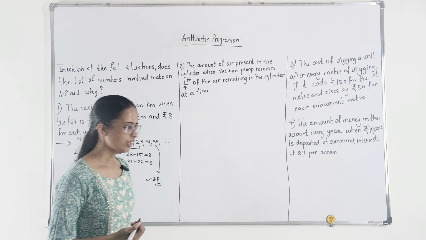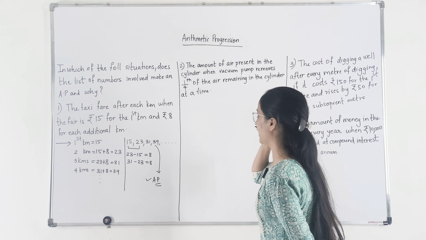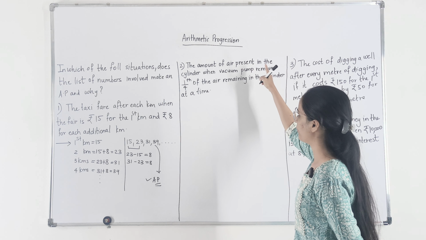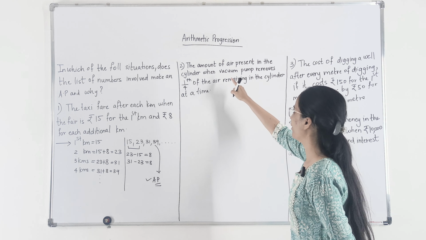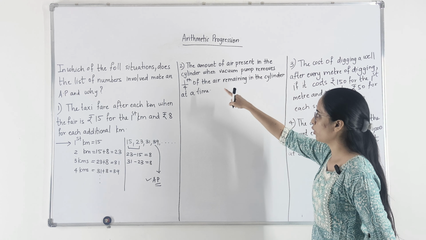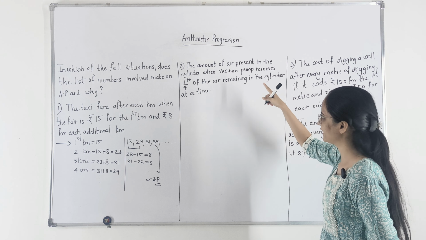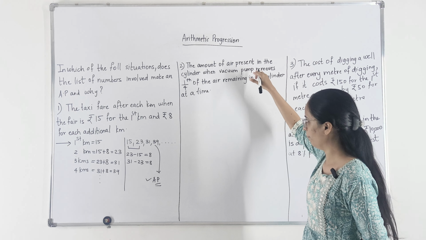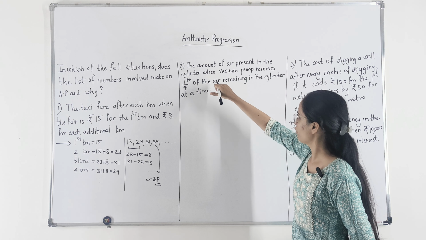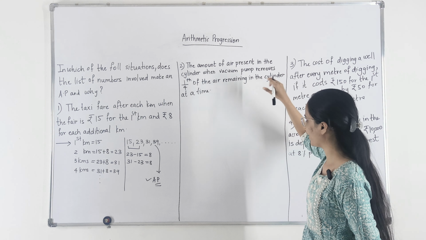Now let us move on to the second question. It says that the amount of air present in the cylinder when a vacuum pump removes 1/4 of the air remaining in the cylinder at a time. तो पहले तो एक सिलेंडर है और उसमें कुछ amount of air is present. We don't know how much that air is, but here the question says that the vacuum pump removes 1/4 of the air remaining in the cylinder at a time.